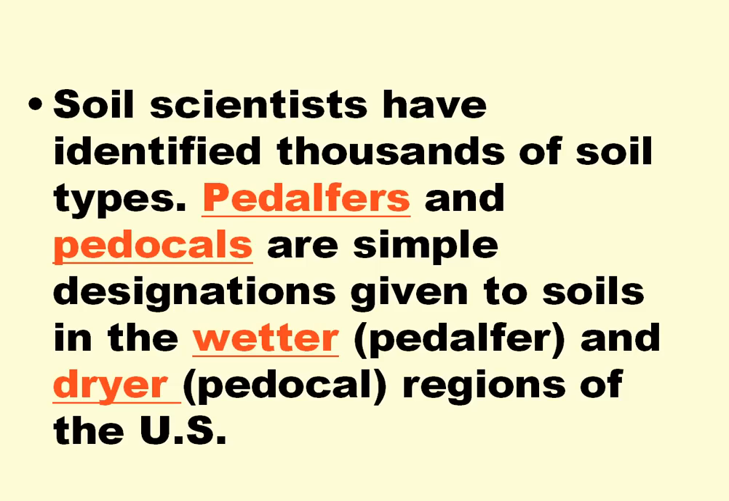Now, soil scientists have identified thousands of types of soils. Remember, when we talk about a soil, what is a good soil? A good soil consists of about 40% sand, about 40% silt, and about 20% clay. And that's the perfect soil. We can divide soils into lots of different classifications, but to make things easier for us, we're going to give them two basic classifications. We're going to talk about pedalfer soils and pedocal soils. The wetter soils are your pedalfer soils, and the drier soils are your pedocal soils.